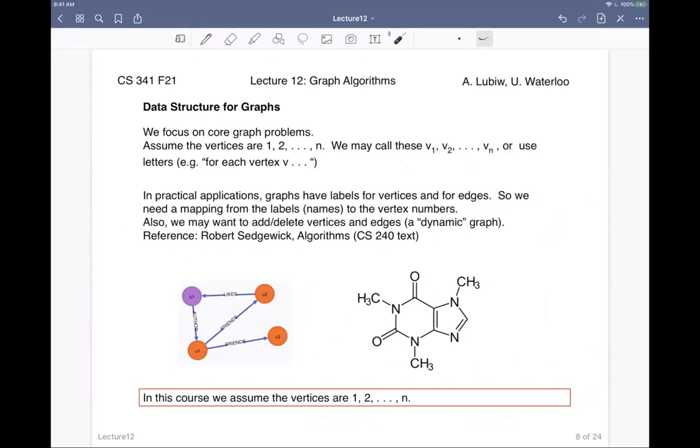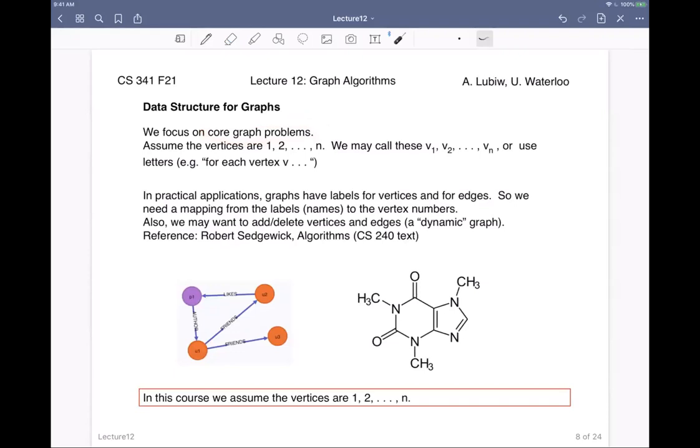So an important thing then is how we're going to store graphs, what kind of data structures we're going to use. Now, we're going to focus on really core graph problems, abstract graph problems. It's great to know all these applications, but we're not programming the applications. We're thinking of the graph as an abstract structure.